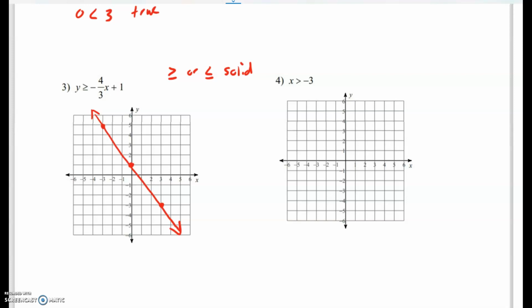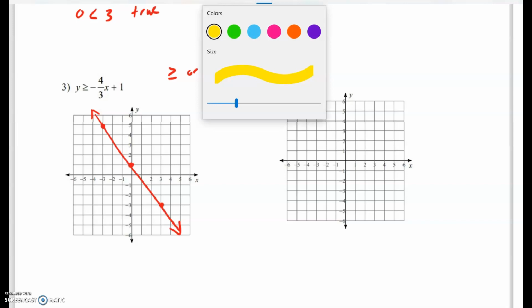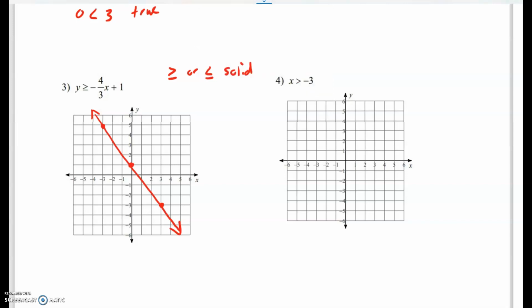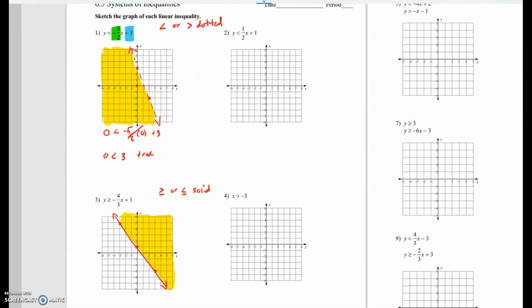All right, and then now I can use the same thing we talked about on the previous problem. Where should the shading be? This is a greater than, so it's going to be above. So anything in this shade is going to give me a true statement when I would plug it in. It's a part of the solution set. All right, so this is a quick review. Go ahead and try numbers 2 and 4, and then resume when you're ready to go on the back and start talking about systems.